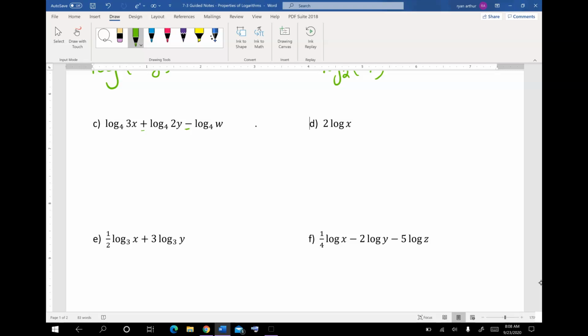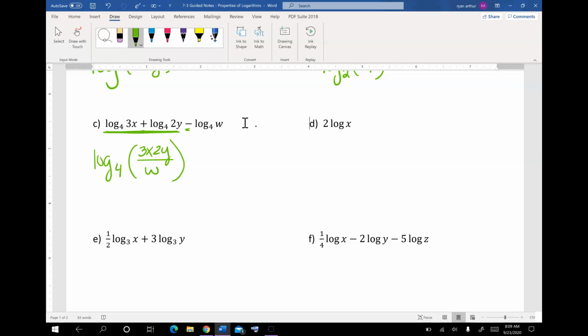So the first thing you're going to do is write down your single log. My single log is log base 4, okay? I'm going to open up a parentheses. Now, the first two logs are being added, right? So I'm going to multiply those. So I'm going to say 3x times 2y. And then the subtraction means, all right, now you've got to divide by w.